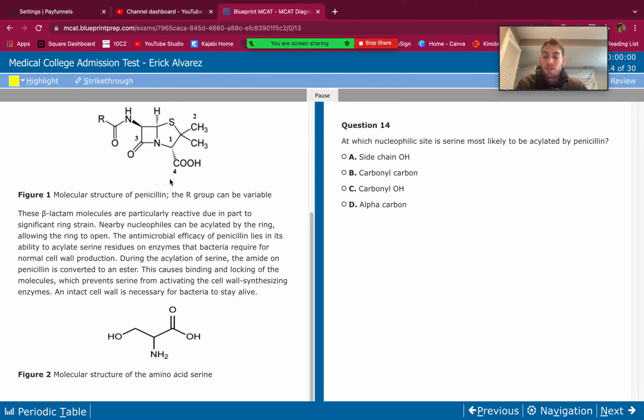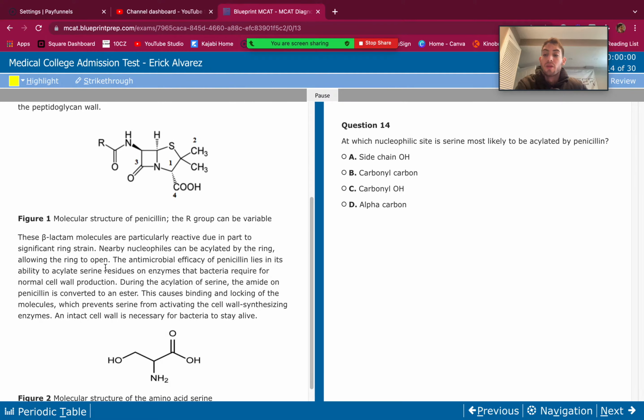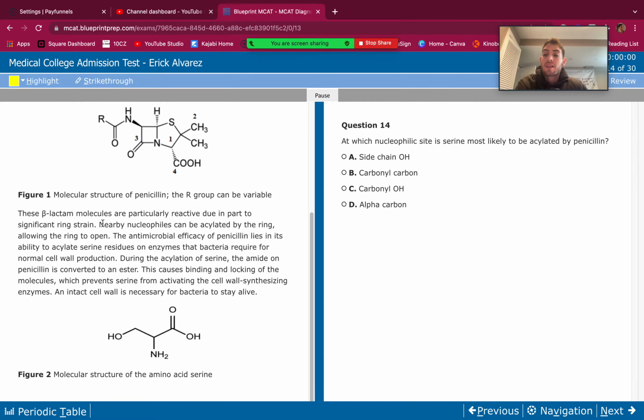All right, and they give you the structure of penicillin. Here's the amide. Cool. These beta-lactam molecules are particularly reactive due in part to significant ring strain. Okay, I've seen this in my content. This is striking out to me. I'm going to highlight it. Nearby nucleophiles can be acylated by the ring, allowing the ring to open.